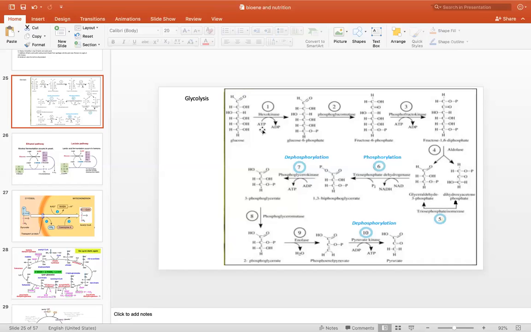First, remember the two reactions where ATP is used, okay? The two reactions where ATP is used are the first one, where glucose is converted to glucose 6-phosphate, and when fructose 6-phosphate is converted to fructose 1,6 bisphosphate. Hexokinase and phosphofructokinase are the enzymes.